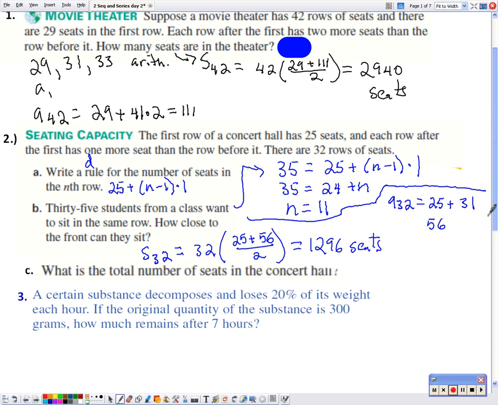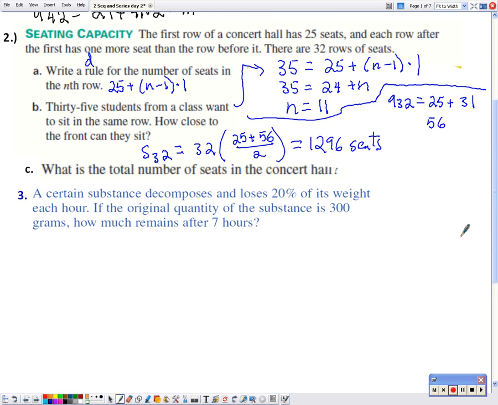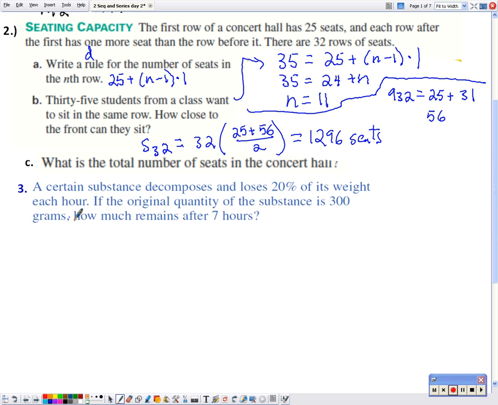Okay, number 3. A certain substance decomposes and loses 20% of its weight each hour. If the original quantity of the substance is 300 grams, how much remains after 7 hours? Well, you can see we know the first term, we know the 7th term. Is this arithmetic or geometric? If we are losing a certain percentage each time, this is almost like an exponential decay formula. An exponential decay formula would follow a geometric pattern because we are multiplying.